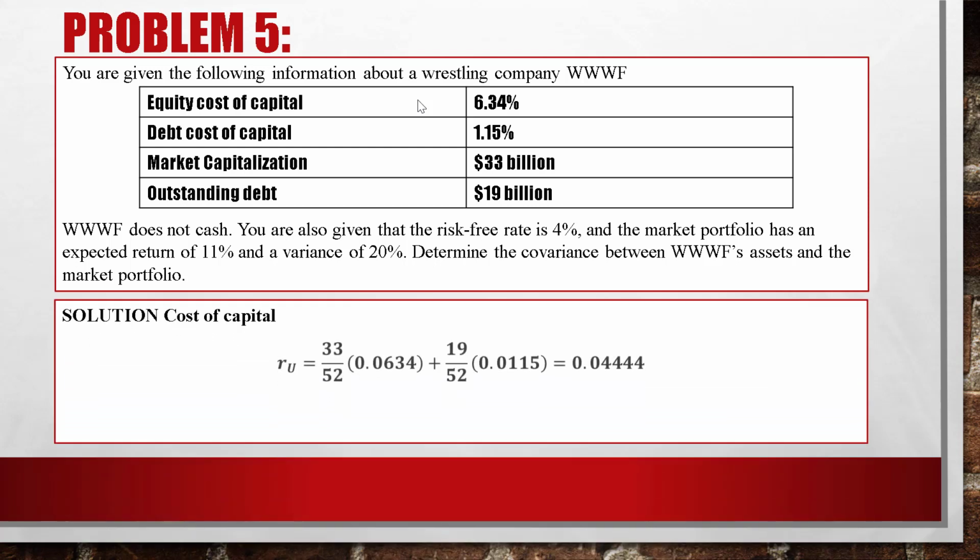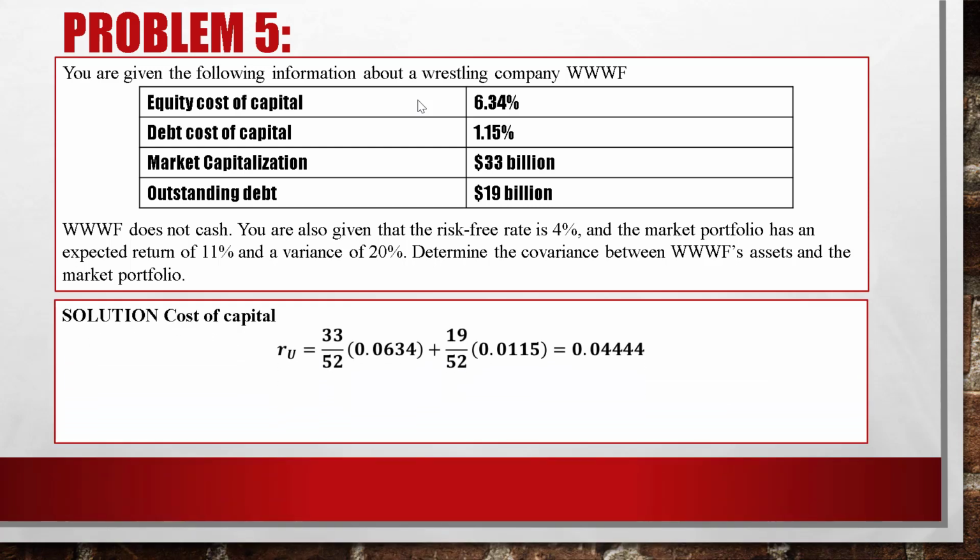Cost of capital. So here, by using the weighted mean, we got RU is 33 over 52 times 0.0634 plus 19 over 52 times 0.0115, which is 0.0444. RU is equal to 0.04 plus beta u times 0.11 minus 0.04, which is 0.0444. So beta u is 0.06338.